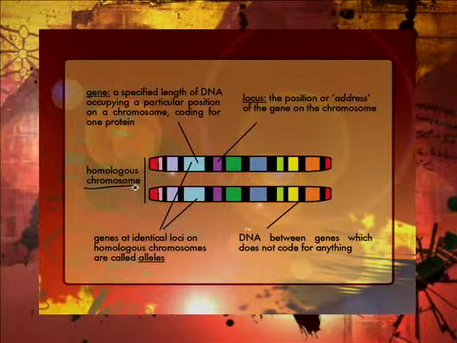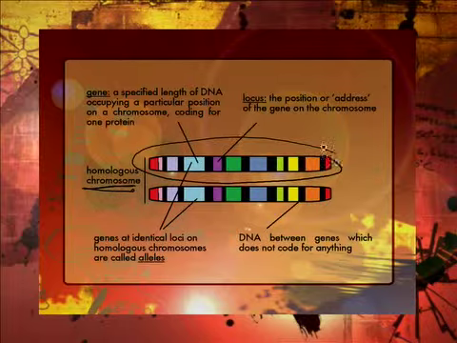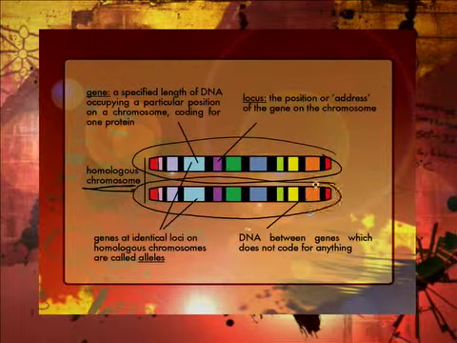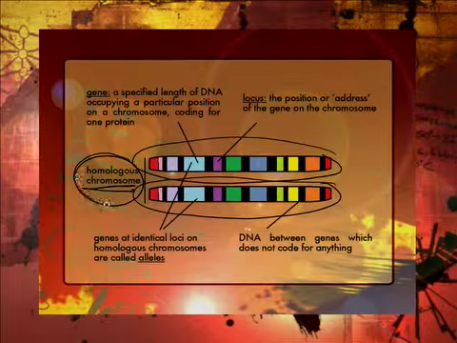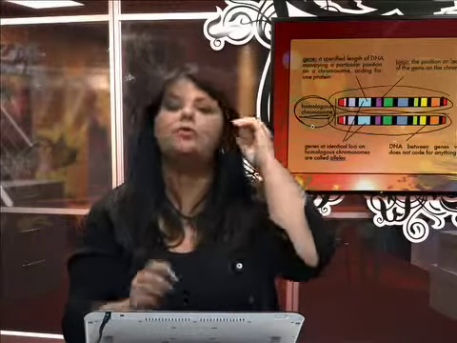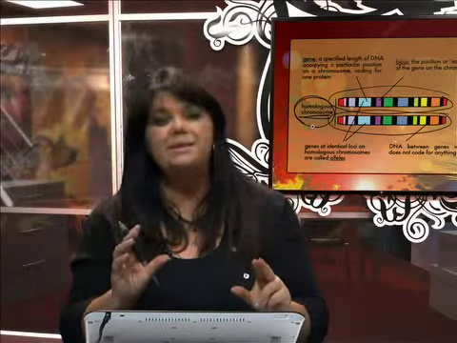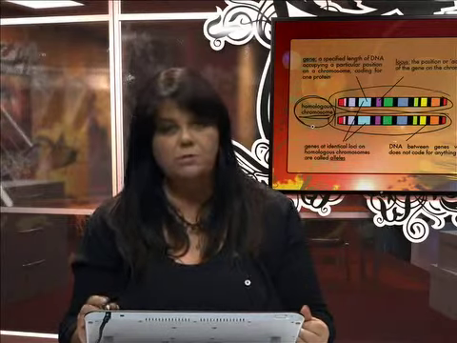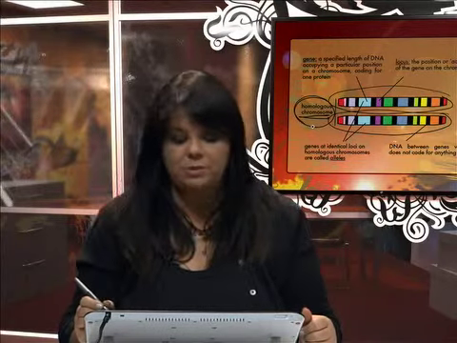So let's begin. First of all, we know that all the inherited information is carried on your chromosomes, and that you would have inherited one chromosome from your mother and one chromosome from your father. And we call this homologous chromosomes. And so you have 23 pairs of homologous chromosomes, making up your 46 chromosomes.